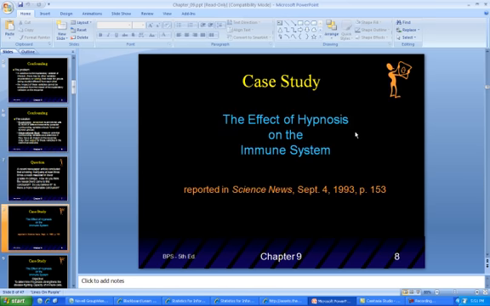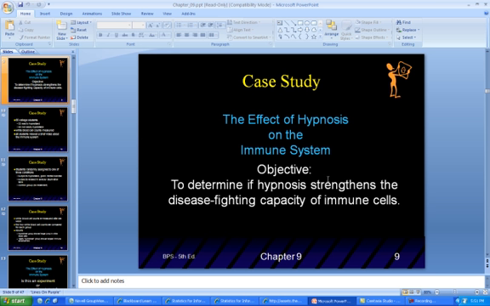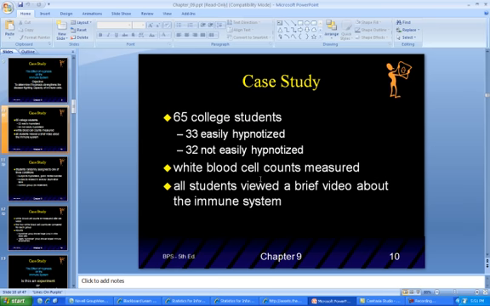And you can go through another case study, the effect of hypnosis on the immune system. This is from Science News, and you can see what the objective is. Here's a point I want to make. If you're doing a research project, and you are doing a research project, by the way, here's your objective, your hypothesis, to determine if hypnosis strengthens the disease-fighting capacity of human cells. That's your question. That's the hardest part of a research project. So this is an example here.